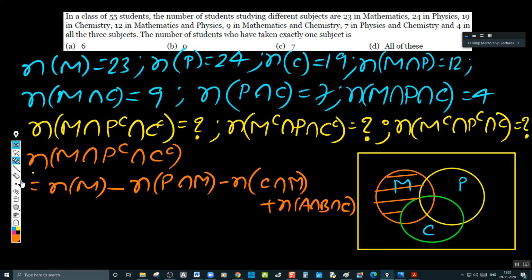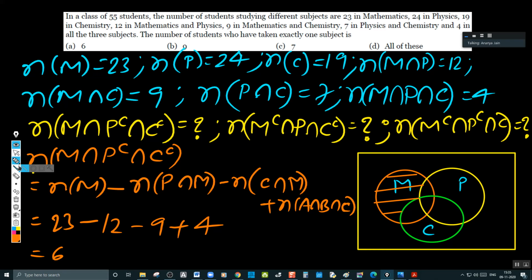Come on, substitute. Tell me the value, please. N of m is 23. Minus n of p intersection m is 12. Minus n of c intersection m is 9. Plus n of m intersection p intersection c is 4. So it is 27 minus 21. It should be 6.